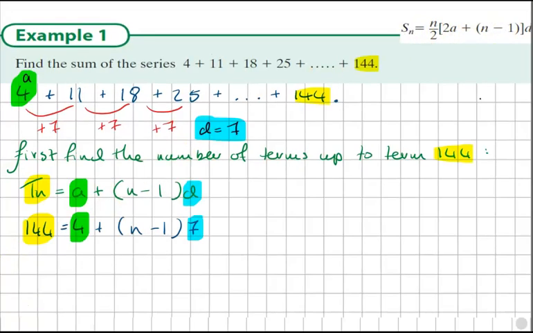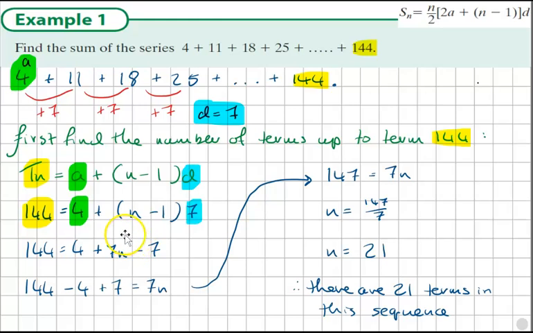So substituting into our nth term formula, we replace Tn with 144 because we know that that's the last term in our series. We replace A with 4 because A is the first term. And we replace D with 7 because 7 is the common difference. So then all we have to do is multiply out our brackets and simplify.